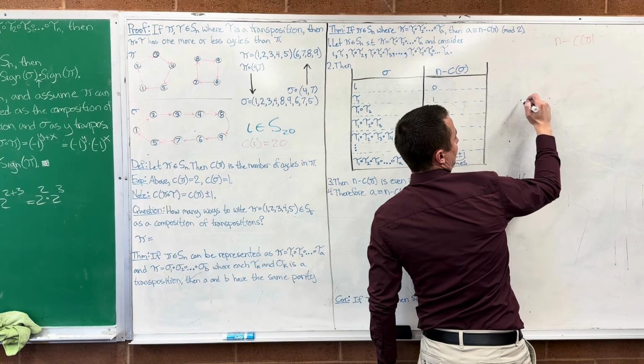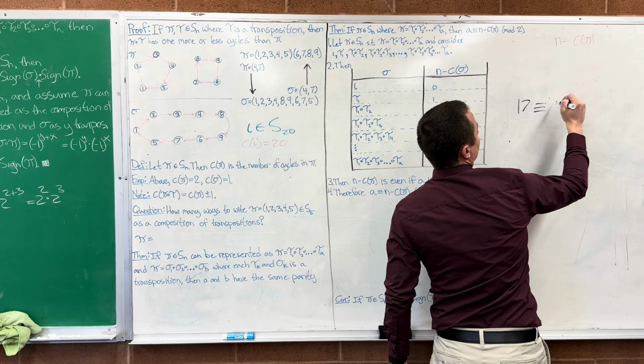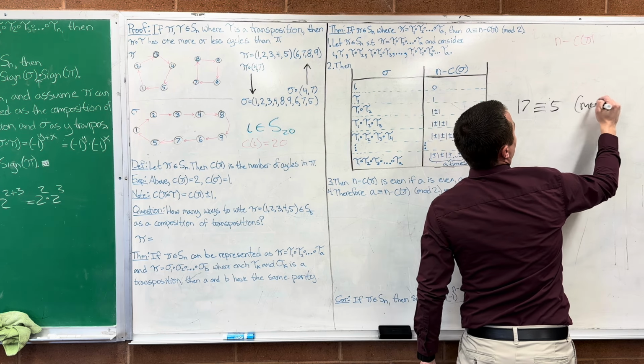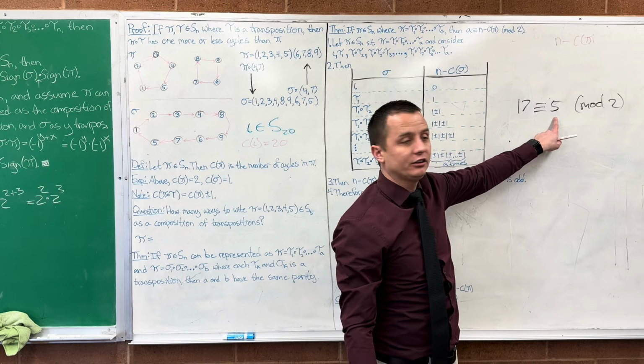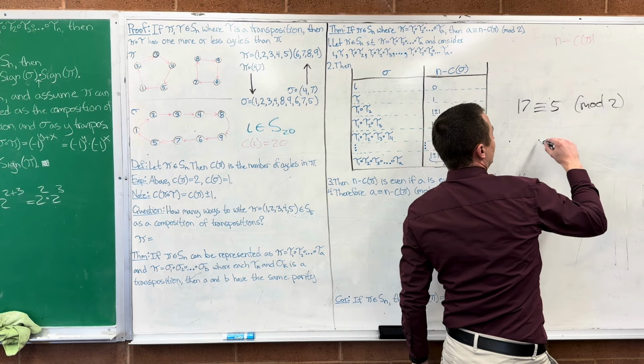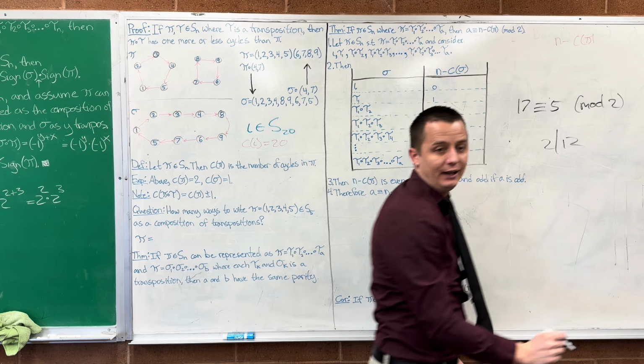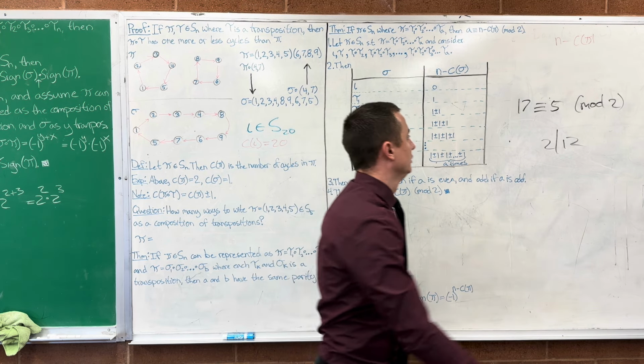Let's see exactly what this meant. Is 17 congruent to 5 mod 2? How do we check that? What's 17 minus 5? 12. Does 2 divide 12? Yes. So those are congruent mod 2.